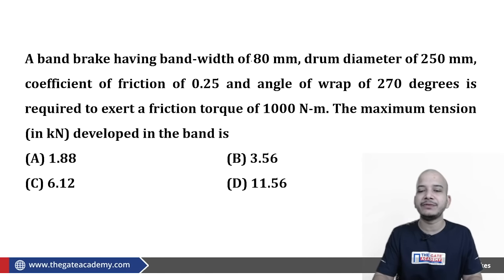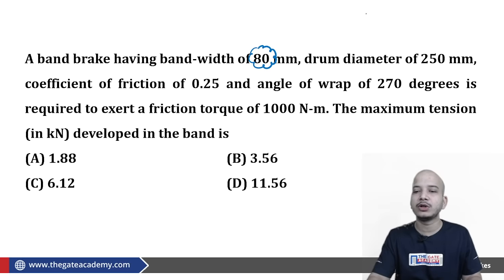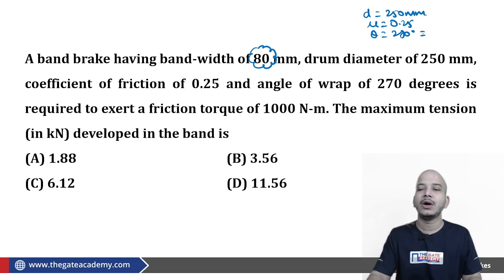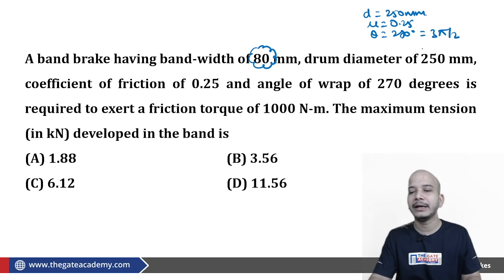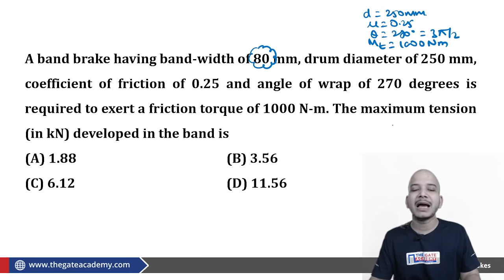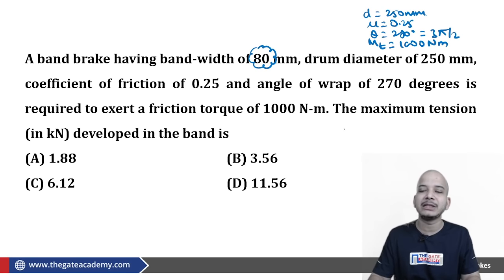The band brake having the face width is provided as 80 mm. Drum diameter is also provided as 250 mm. The coefficient of friction mu is provided as 0.25. The angle of wrap theta is provided as 270 degree, or you can say 3 pi by 2 radian. It is required to exert the friction torque of 1000 Newton meter. So they are telling us MT is equal to 1000 Newton meter. The maximum tension developed in the band is what they want to calculate.